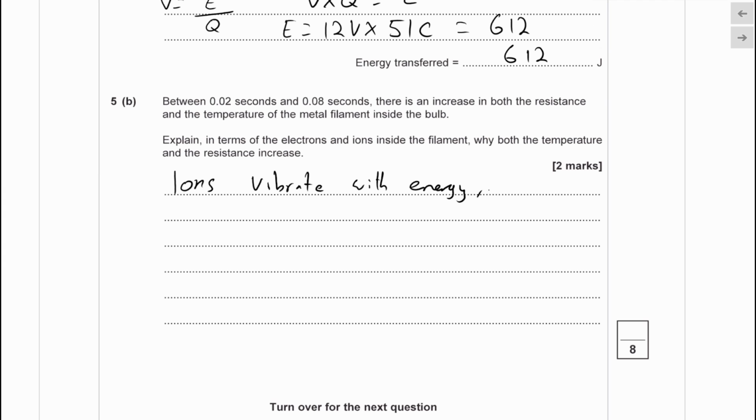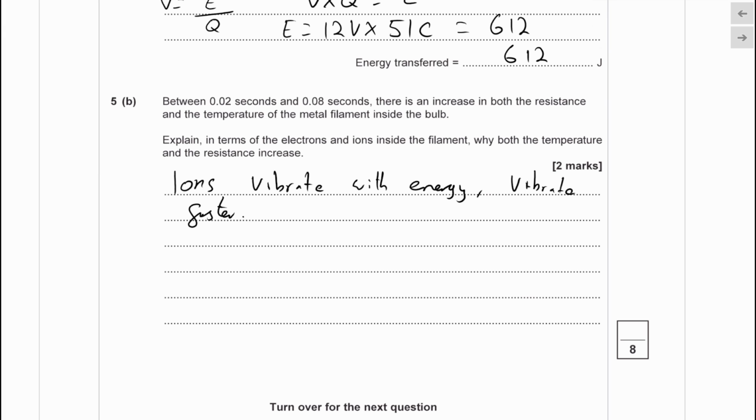So therefore, the ions vibrate faster than they were before. Vibrating faster is a result of kinetic energy, right? They've got increased kinetic energy, which as a result causes the temperature to increase. That's because when you turn the bulb on, you've then got heat being given out, which causes the ions to vibrate more frequently or faster. So that's the first part.